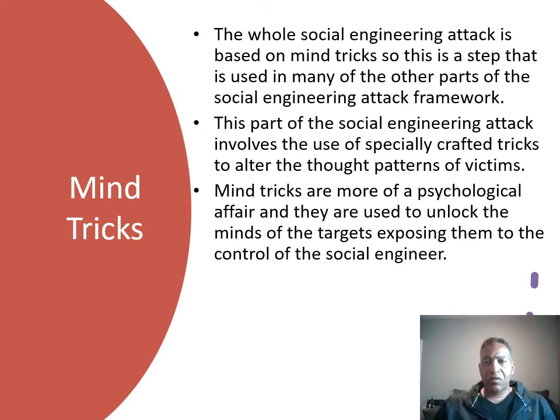Next is mind tricks. Well, the whole social engineering attack is based on mind tricks. That's right. This is the step that is used in many other parts of the social engineering framework. What you're trying to do here is to connect on a level that is important to the person that you're connecting with. And you're trying to get them to take an action by seeing what you're saying to be important to them. It's more than just psychological attempts to manipulate people. It's also that ability to make the person feel that they are doing the right thing.